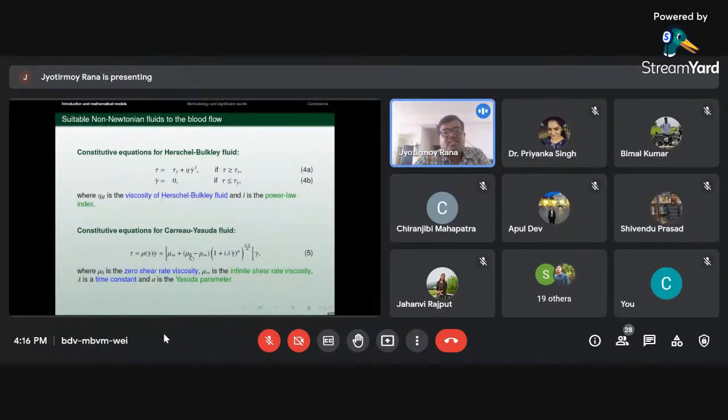Here the parameters are the zero shear rate viscosity, infinite shear rate viscosity, time constant, Joshua parameter, and the power law index. And we can see the significant effect of this fluid model during the dispersion process.